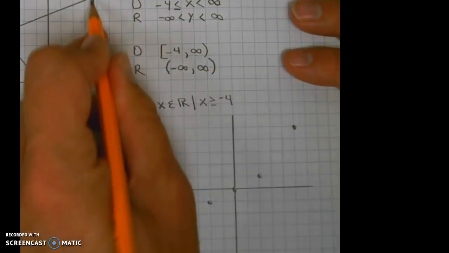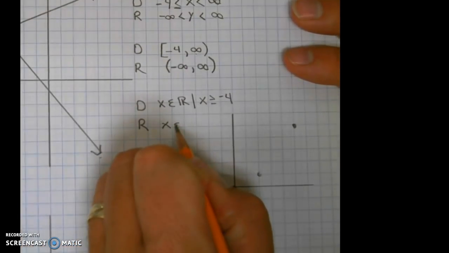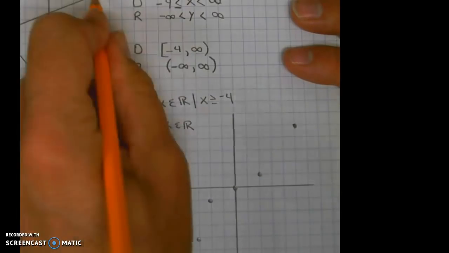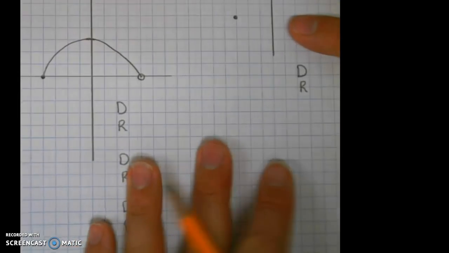Range, lowest to highest, x is an element of all real numbers. No constraint here. All real numbers, lowest to highest. Okay, moving on to the next graph.